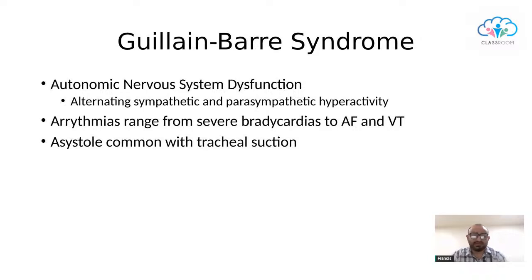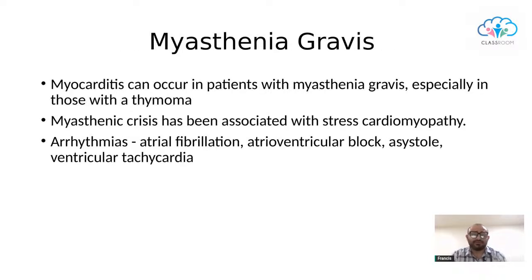Asystole is common at tracheal suction, and it's been mentioned in the new edition of Braunwald. Myasthenia gravis patients develop myocarditis, especially those with thymoma, and myasthenic crisis has been associated with stress cardiomyopathy. Here again, you'll see a wide range of arrhythmias from AF, AV blocks, asystole, and VT.